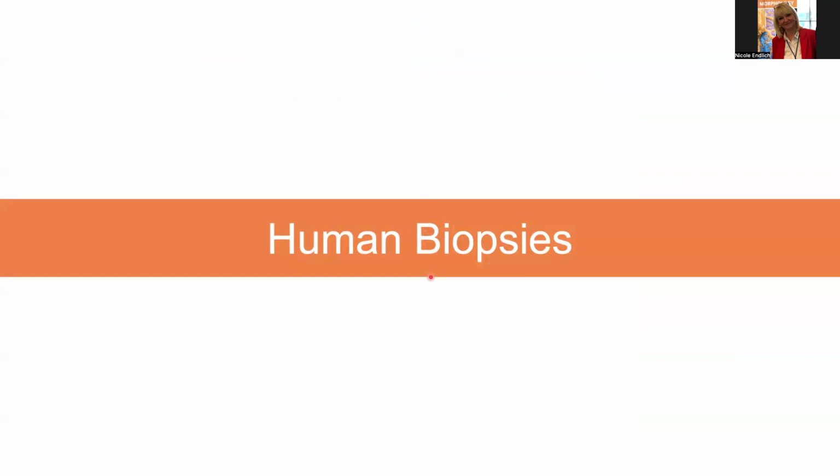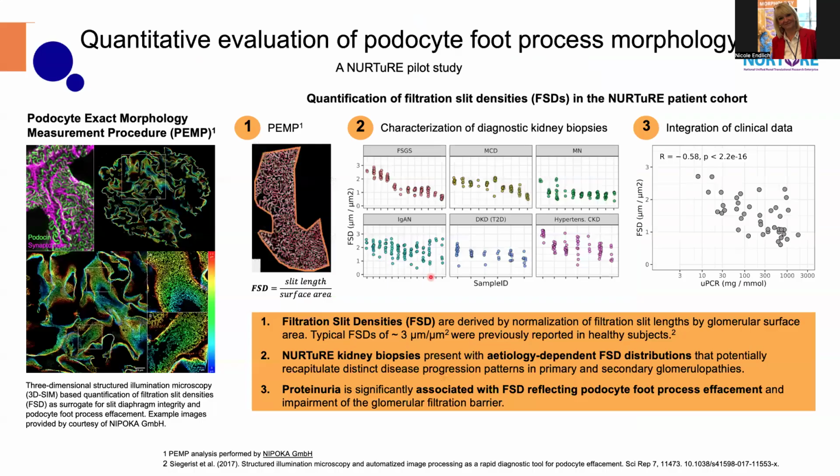So I would like to show you some examples from human biopsy studies. In a great cooperation with Evotec company, we have analyzed 69 biopsies from the NEPTUNE patient cohort in a blinded way, of course, always in a blinded way. And what we have found after sending the FSD measurement values back to the company, and the bioinformaticians have analyzed these with the patient data, we have seen that we can categorize the different glomerulopathies only by FSD.